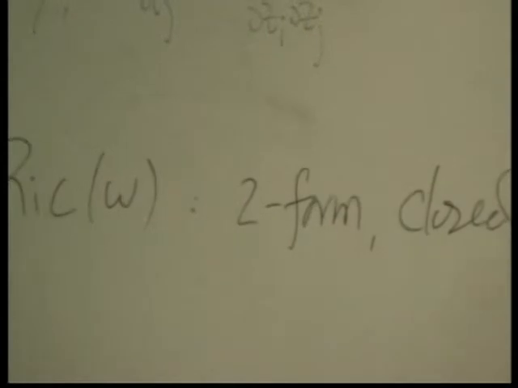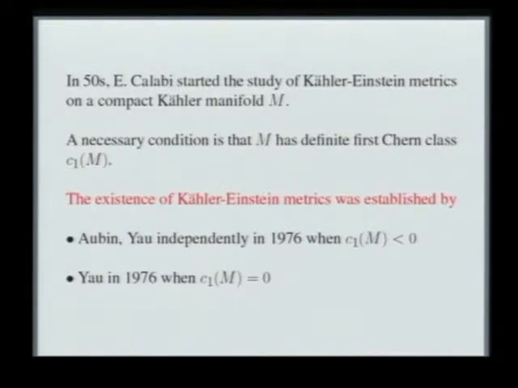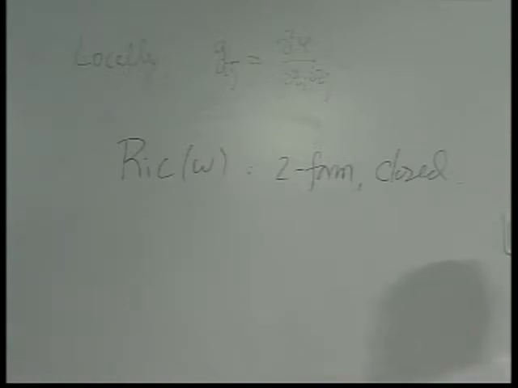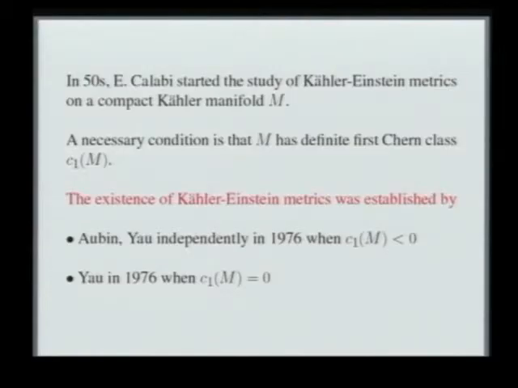This defines a cohomology class if the underlying space is compact. It turns out that is known: the cohomology class is simply a multiple of the first Chern class. So in the 50s, Calabi started the study of Kähler-Einstein metrics on a compact Kähler manifold. A necessary condition is that M has a definite first Chern class, because this represents the first Chern class, and being Kähler-Einstein means this has to be a constant multiple of the metric. So the first Chern class is definite, taking this as the definition.